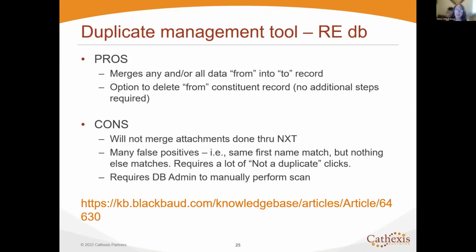Another con is there are a lot of false positives in the database duplicate management tool. So you're going to be doing a lot of clicks. The algorithm for the database duplicates is not the same algorithm used for the NXT duplicates. So don't be alarmed. Yes, there's going to be a lot of "not a duplicate" clicks. And the other con is that in order to scan your database, the database administrator has to manually start the process to say, I want to search for duplicates. I have to manually start it. It's not a continuous thing.